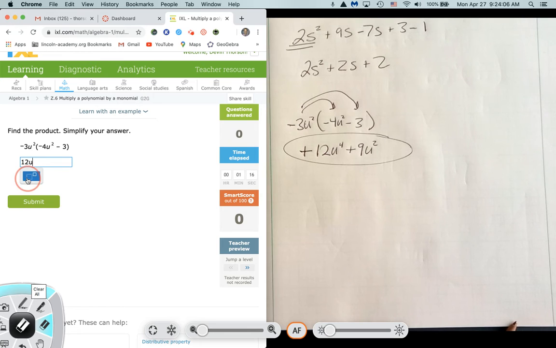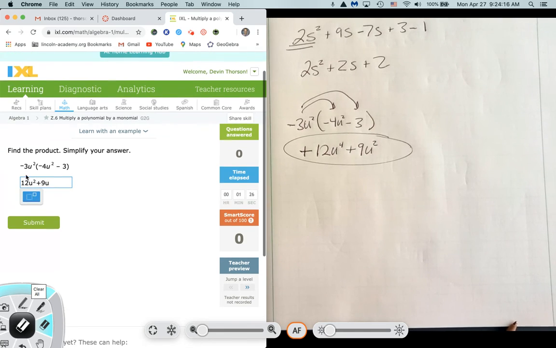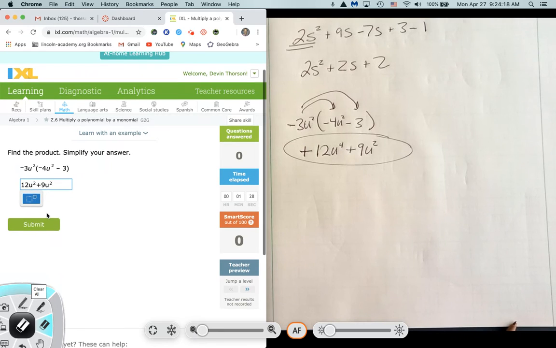12u squared. I tab over or arrow over 9. Nope, not 9. I got to hit plus first. Plus 9u squared. And submit.